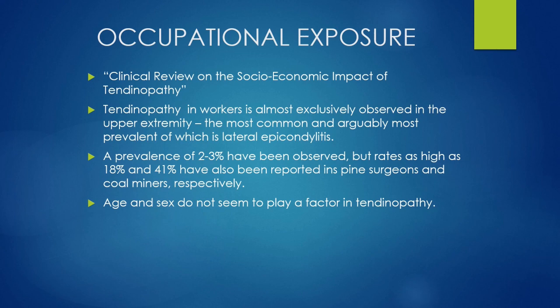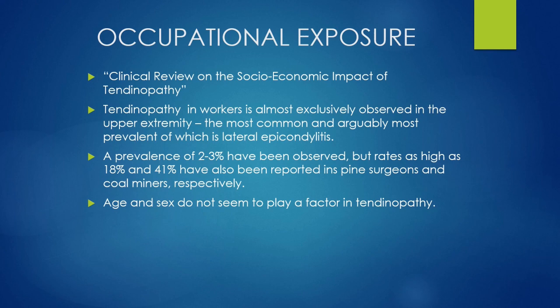In terms of statistical incidence, a prevalence of 2 to 3% of all workers at any given time may report upper extremity tendinopathies, but the rates can soar depending upon the specific population or the specific type of workplace duties involved. So, for example, the prevalence can soar to as high as 18 to 41% in spine surgeons and in coal miners, respectively. So the prevalence of these upper extremity tendinopathies varies greatly based upon the type of work that the worker is engaged in.